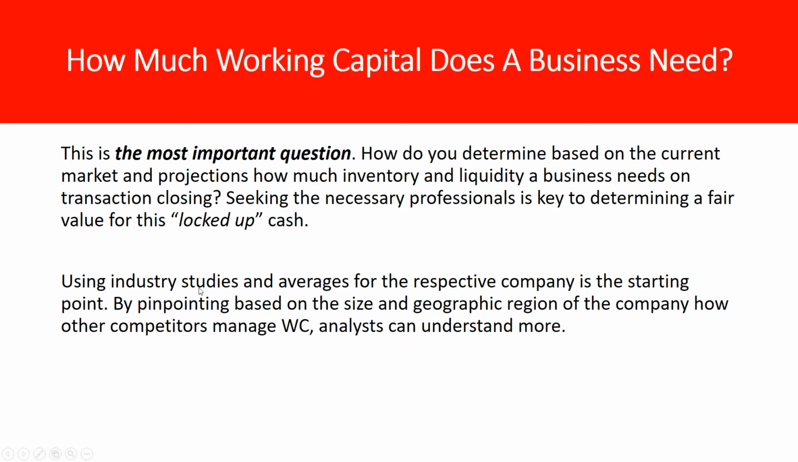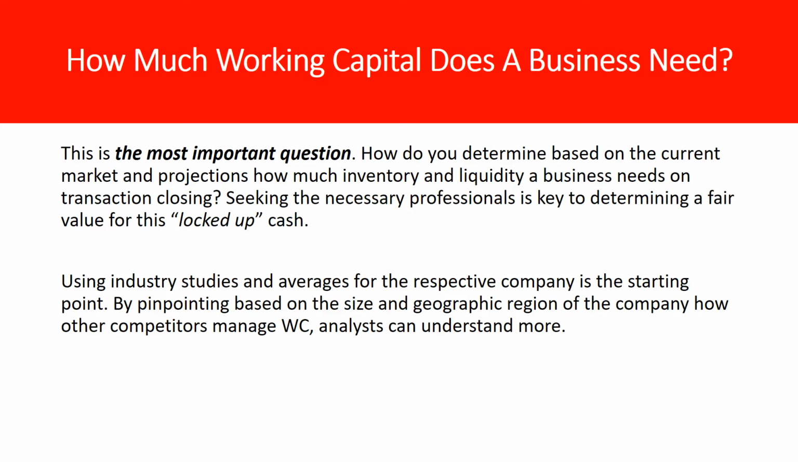Now, using industry studies and averages for the respective company is a starting point. You can go on Stats Canada or, in the United States, on other databases to see that, based on the most recent surveyed data, this is how much businesses in your industry on average hold, whether it's in accounts receivable or cash and cash equivalents or in debt, right? And so working from those averages, you can then look at the respective business. Then you can pinpoint, based on the size and geographic region of the company, how other competitors manage working capital, and then draw conclusions.